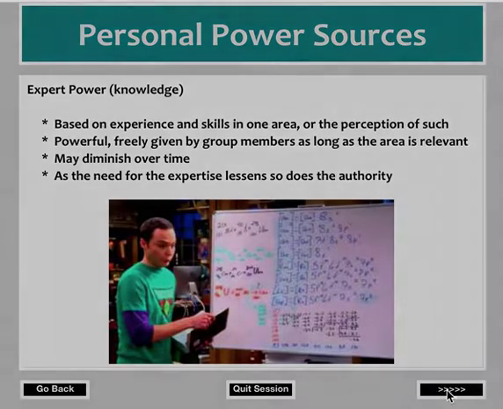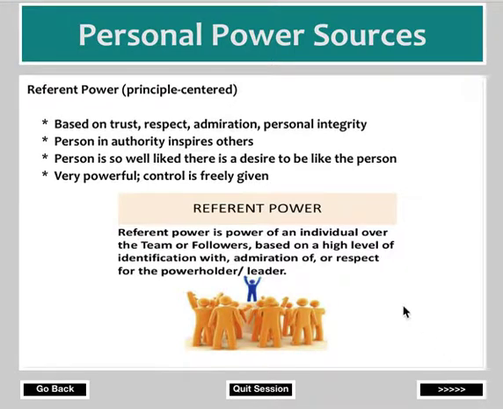And the final one, which is a personal source of power also, is called referent power. People will refer to you. That's where the word comes from, referent. It's principle-centered, and it's based on people seeing you as trustworthy, respectful. They admire you. You have personal integrity, and you inspire others. They also have a desire to be like you. This is a very, very powerful form of social control.